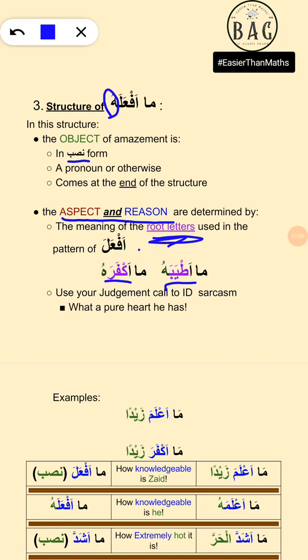All right, and of course now you are going to use your judgment call to identify a sarcasm, because a sentence such as what a pure heart he has can also be intended as a sarcasm. Okay, so you do say this thing sarcastically, to be honest. Okay, so this is where your judgment call comes into play. All right, and well, the object of amazement is going to be in nasab form, and it's going to be at the end of the structure, of course, and it can be a pronoun or otherwise. Okay, so let's look at the examples.